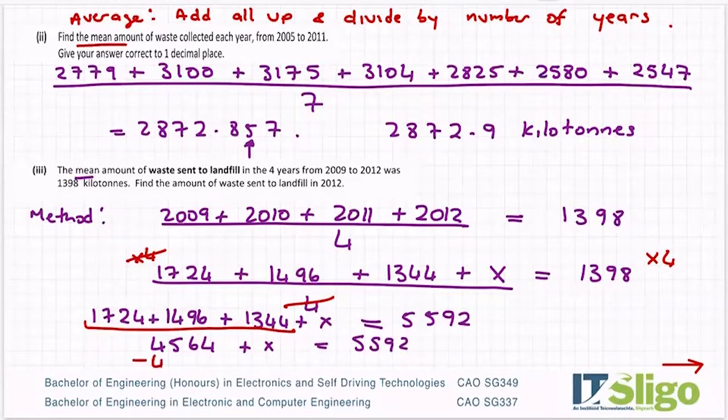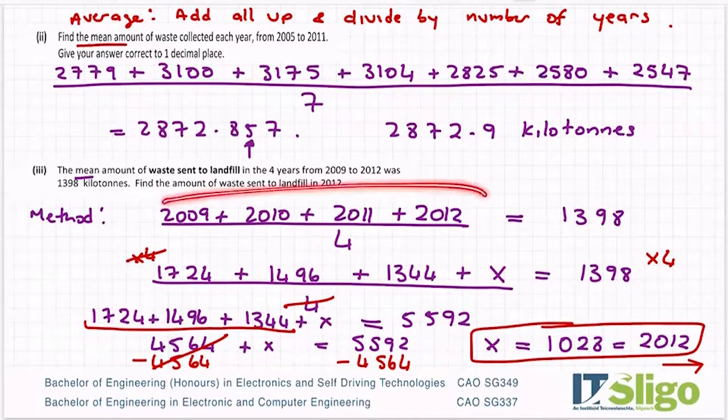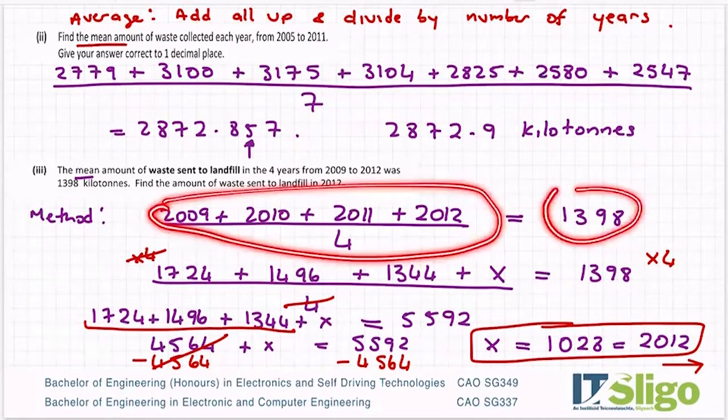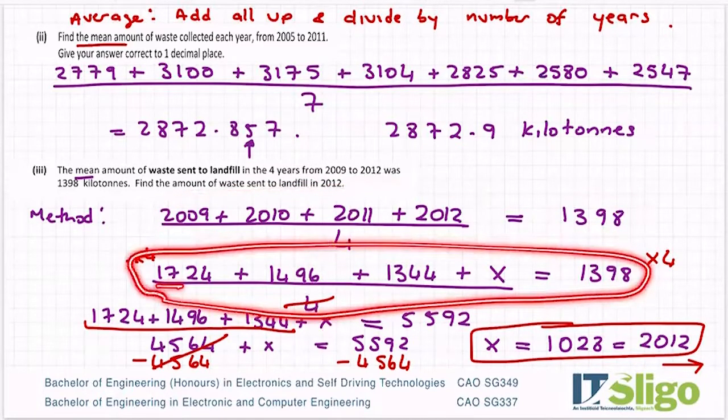Let's subtract 4564 from both sides to get rid of it from the left hand side, because we want to figure out what x is. 5592 minus 4564 is 1028, which is equal to the 2012 number. So it all comes down to your method, what you would use to give you the mean. And on the year you don't have, just put in that number x if you wish.